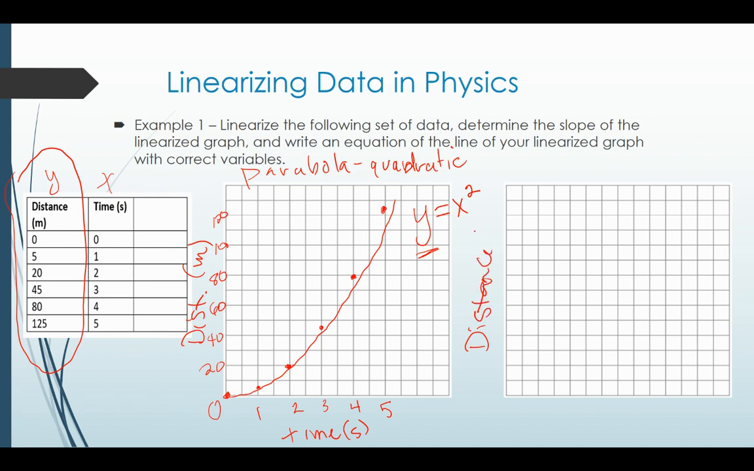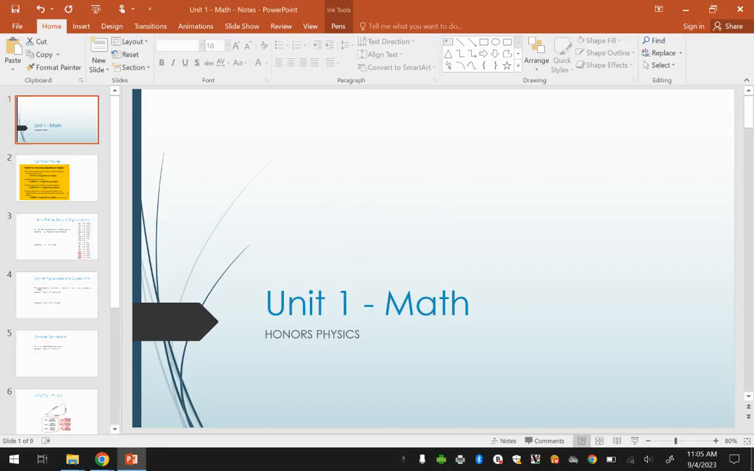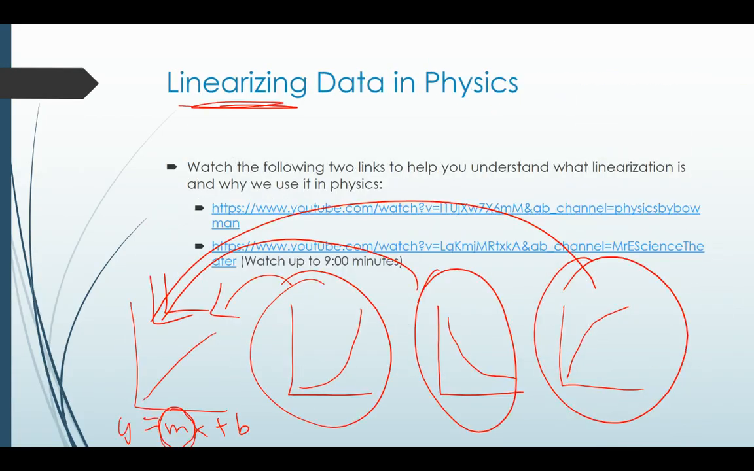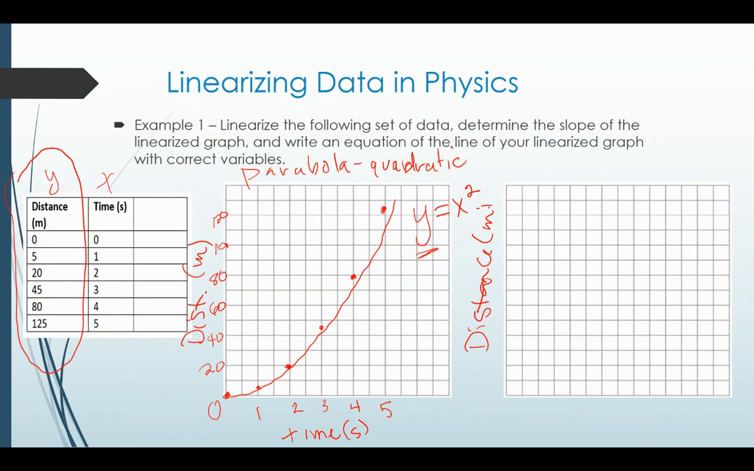Distance in meters. Sorry, guys. I went ahead and got out of that and didn't mean to. Distance in meters. However, my x value needs to be squared. So my third column over here, I'm going to do x squared. And what that means is the time is going to need to be squared, so my unit is seconds squared.